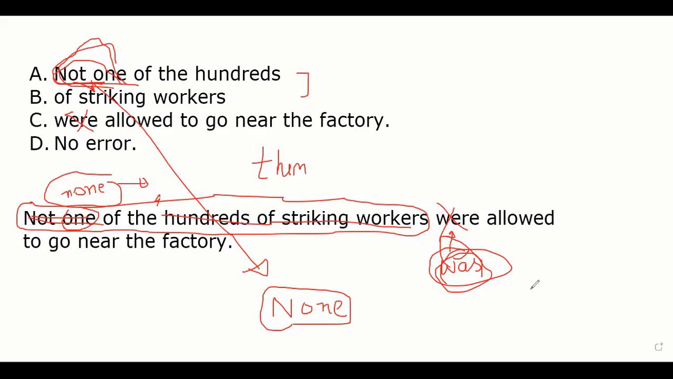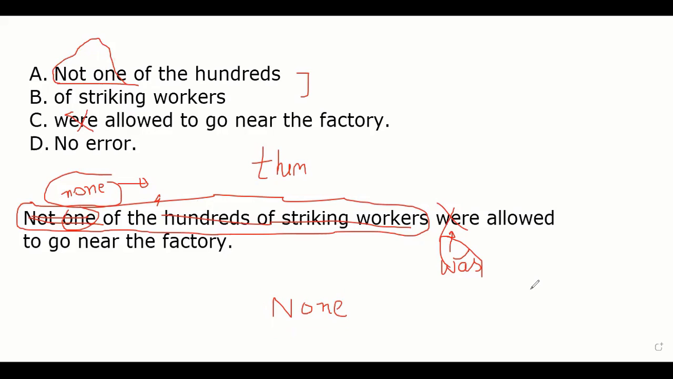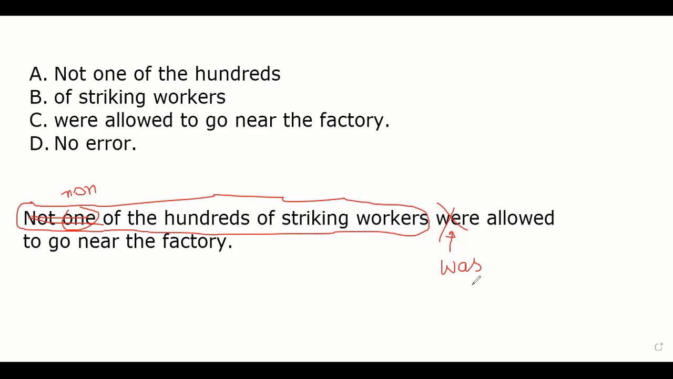Okay, thank you, Sundari. So everybody, the final conclusion to this is we are not going to change not one. We are going to change this verb. So was, as simple as that. Clear? Summarizing: not one of the hundred striking workers was allowed. Clear everyone now? This verb becomes was.